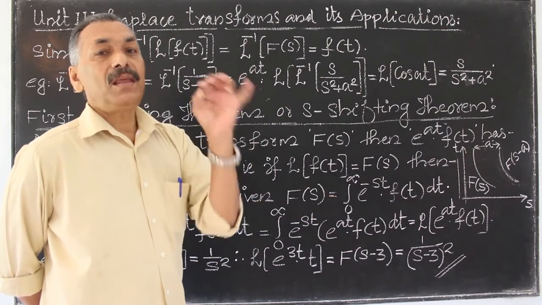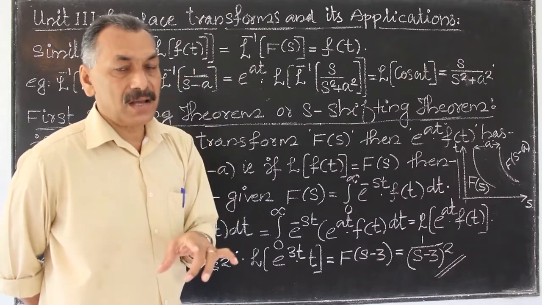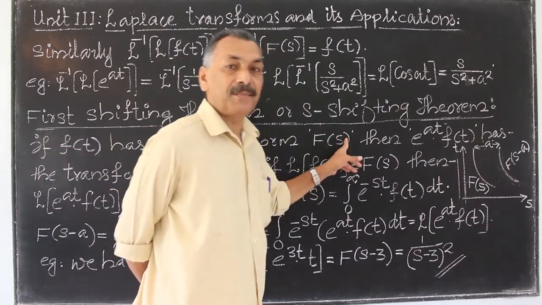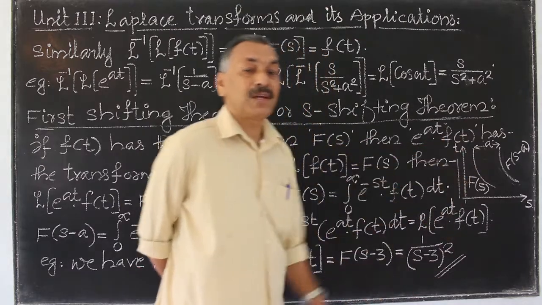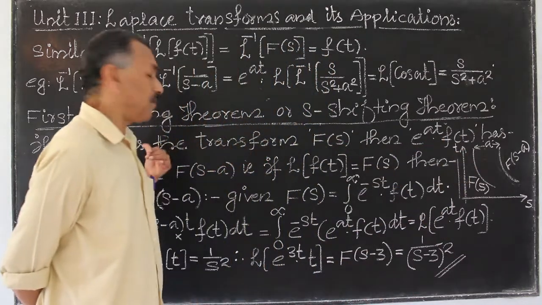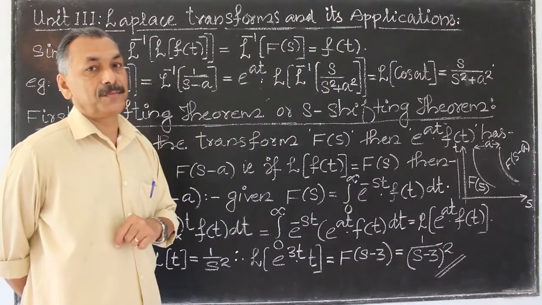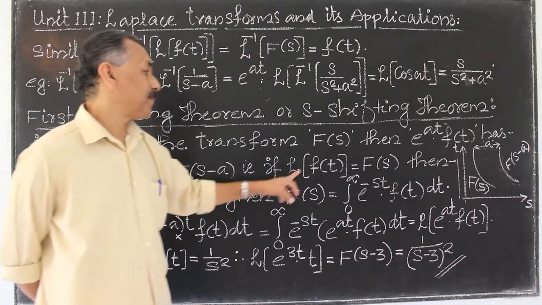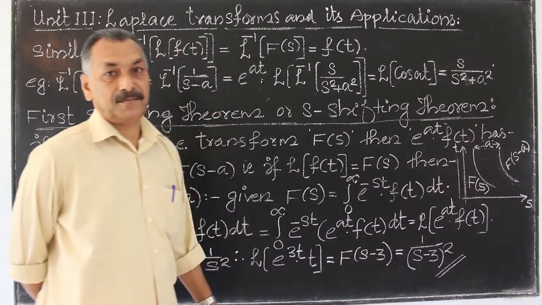ഓക്കെ, അതായത് if f of t has the Laplace transform F of s, ആയാൽ e raised to at into f of t എന്ന് പറയുന്നത്, അതായത് ഈ f of t യെ e raised to at കൊണ്ട് മൾട്ടിപ്ലൈ ചെയ്യും. മൾട്ടിപ്ലൈ ചെയ്താൽ കിട്ടുന്നതിന്റെ ട്രാൻസ്ഫോം, ആ പ്രോഡക്റ്റിന്റെ ട്രാൻസ്ഫോം കിട്ടാൻ മാർഗം എന്താണ്? അത് F of s minus a.